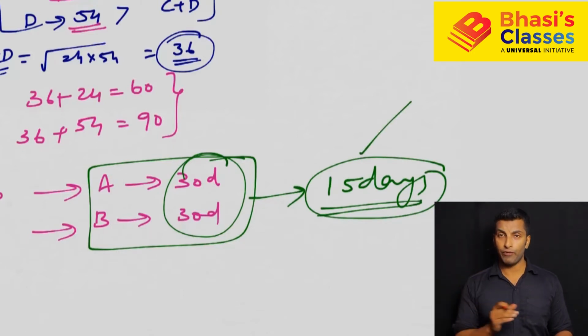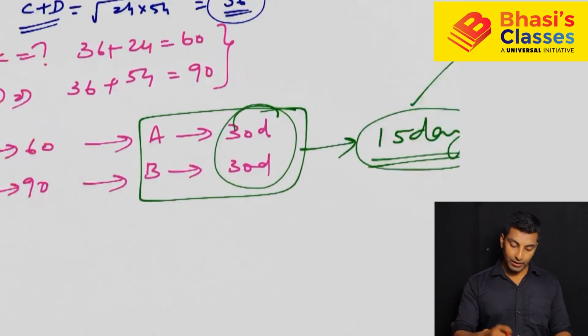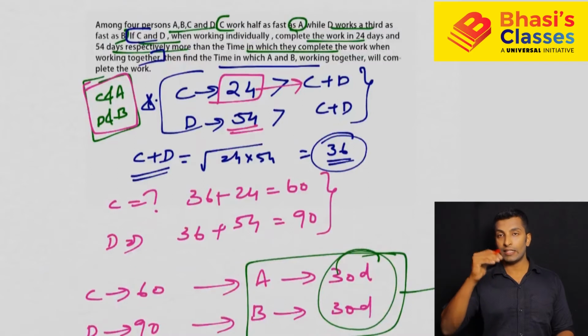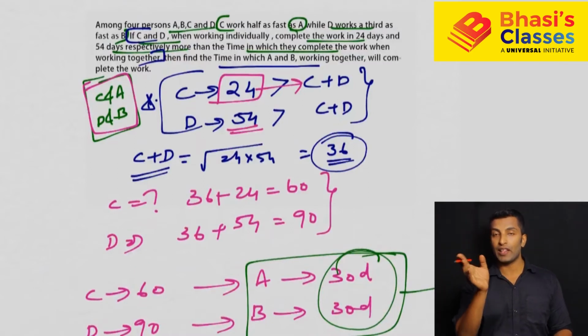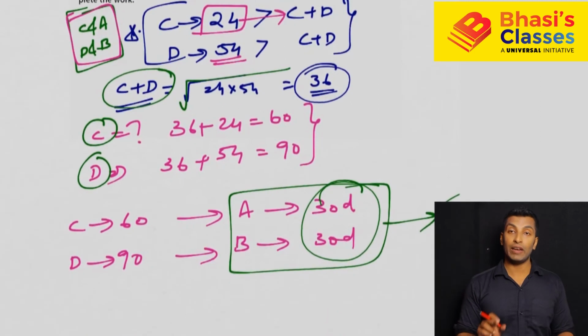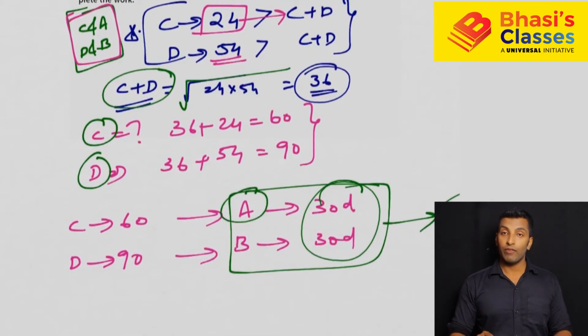I hope this is clear for you. So what all concepts did we apply here? We applied the one which we learned last: if C takes x days more than C plus D, and D takes y days more than C plus D, then C plus D together will take root xy. So we got C plus D. From that we got C, then we got D. Then we know the relation between A and C, so we got A. We know the relation between B and D, so we got B.